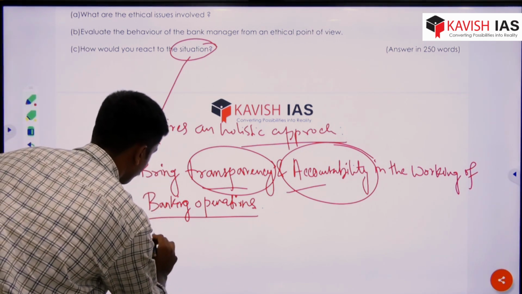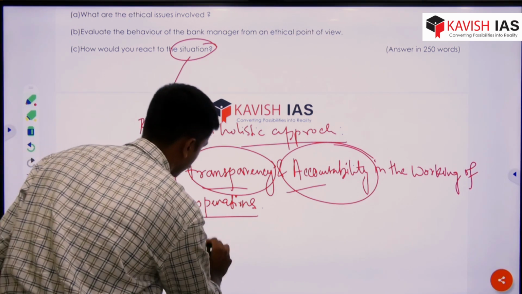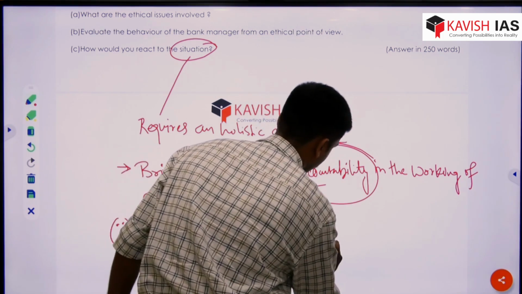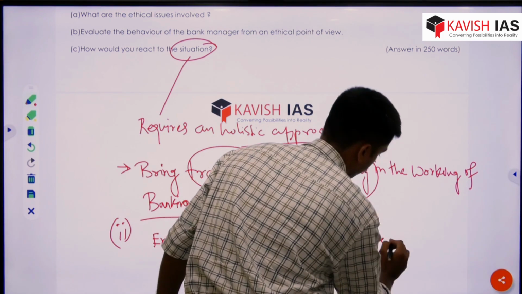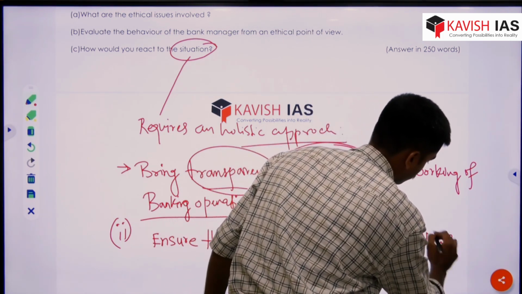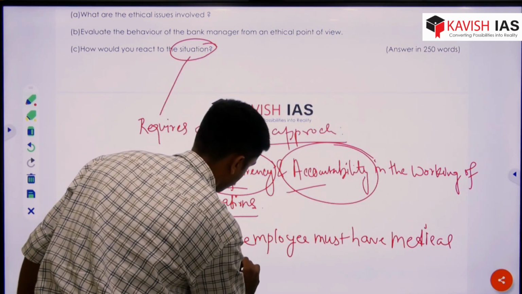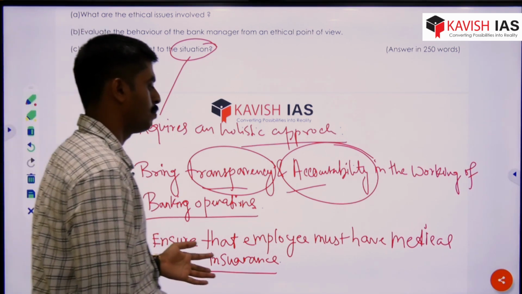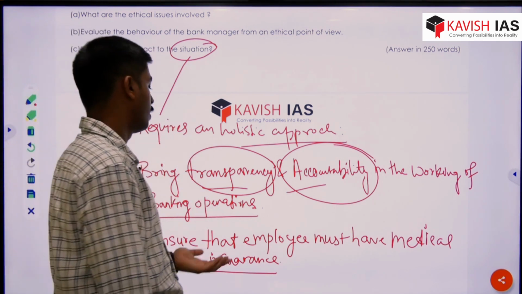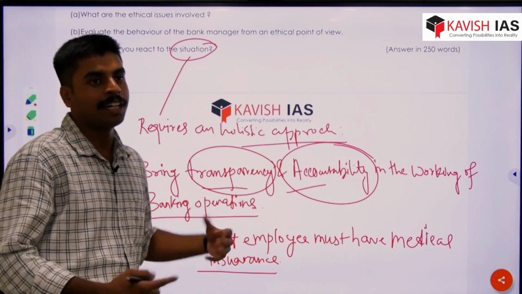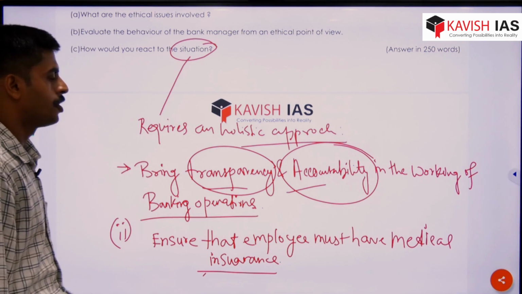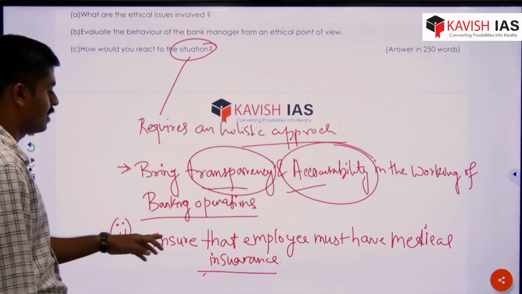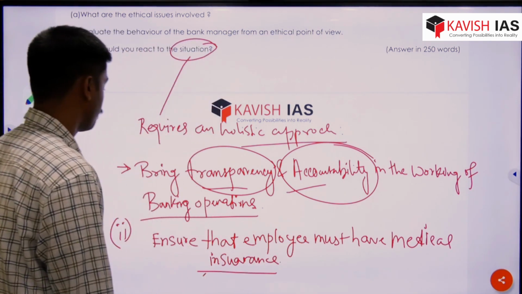we must ensure that employees must have medical insurance. Because in this case, we have seen that since the woman did not have medical insurance in the name of her father, that's why she had to run from here and there for the money. Alright, if she had this medical insurance, she would not have had to run here and there for the money that was required for the treatment of her father. So this is the second thing that we must ensure, that employees must have medical insurance.